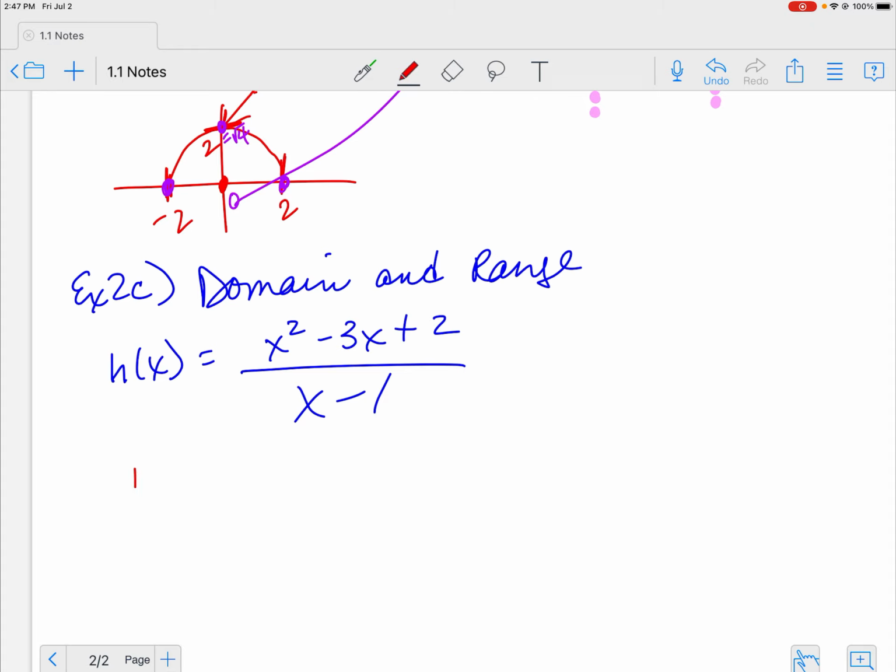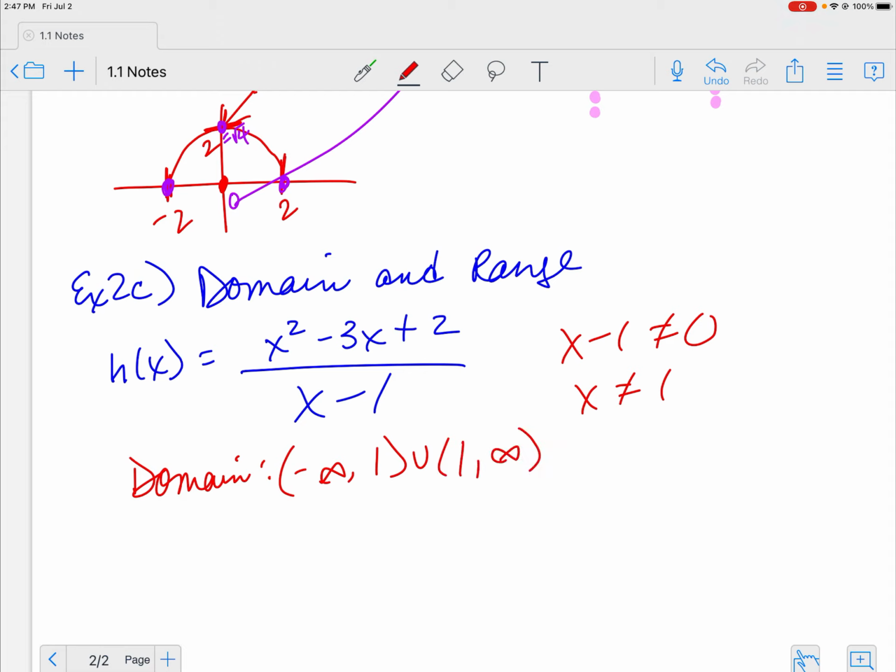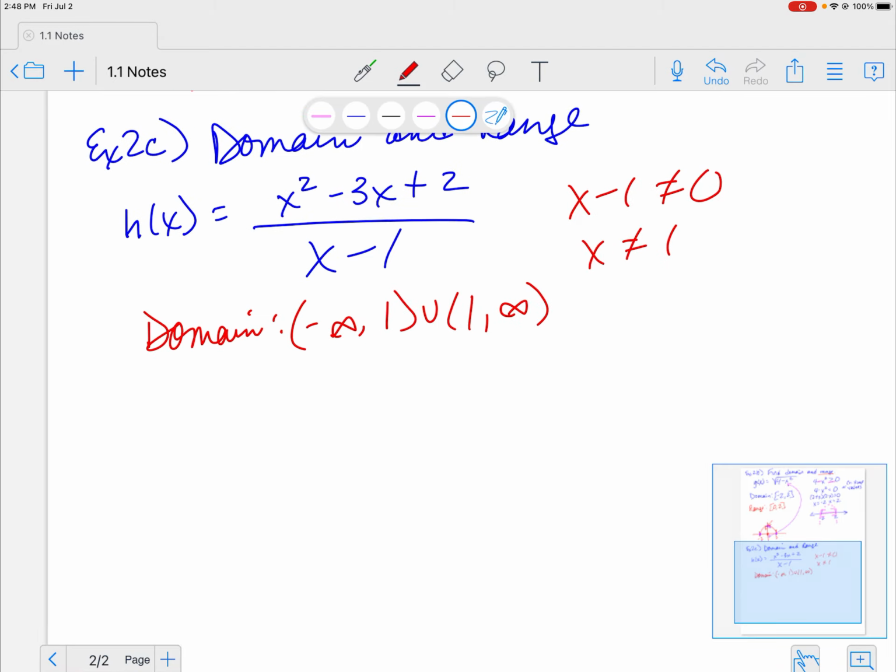So right now, whenever it comes to my domain, I'm saying x minus 1 cannot equal 0, so x cannot equal 1 because that is the value here. It can be anything else, just not 1. So from negative infinity to 1, and from 1 to infinity. Remember, you put those parentheses on that 1 because it's up to but not including. Now the question is, what's my range?